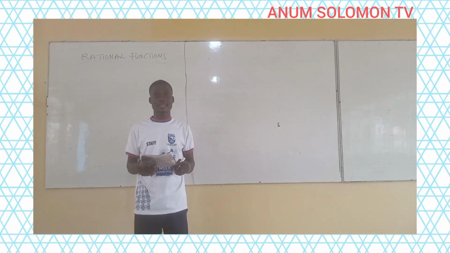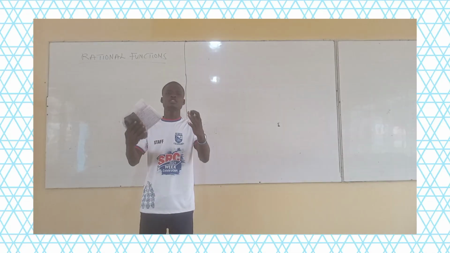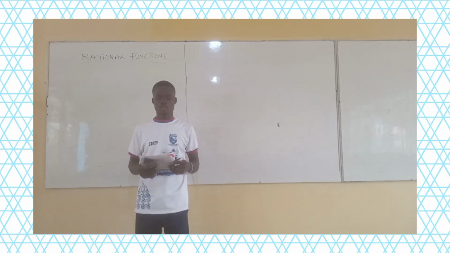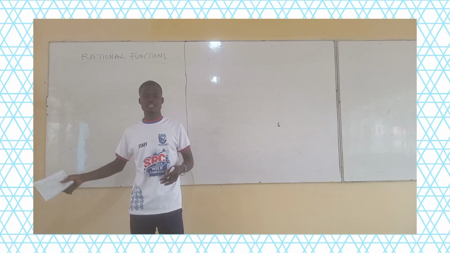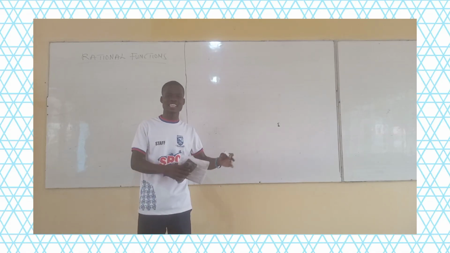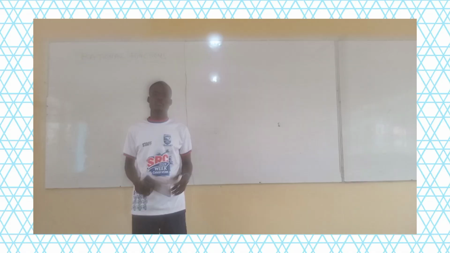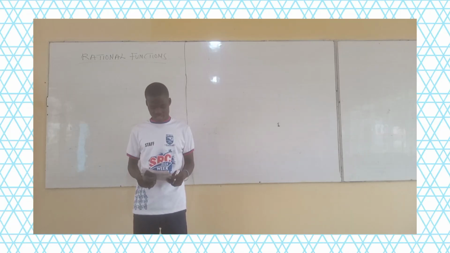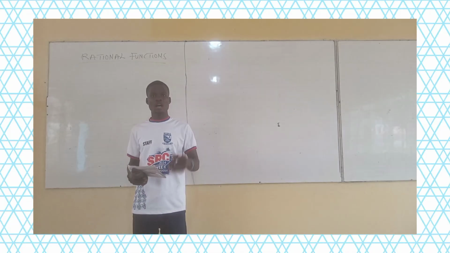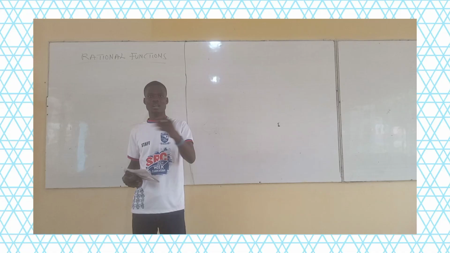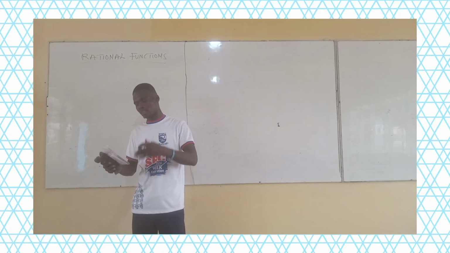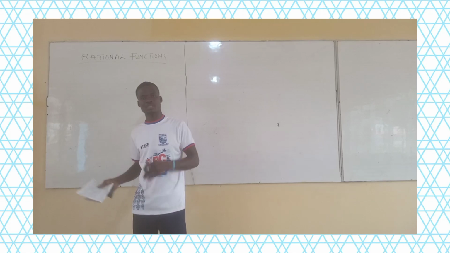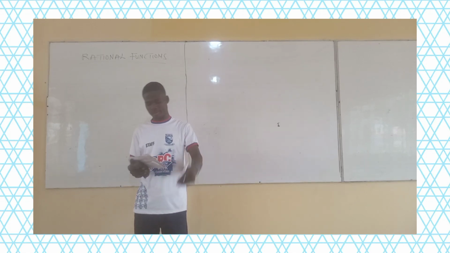By the end of this lesson, you should be able to add and subtract given rational functions. That's addition and subtraction of rational functions. In our previous lesson, we looked at how to simplify them. So now we are going to look at how to add and subtract rational functions.